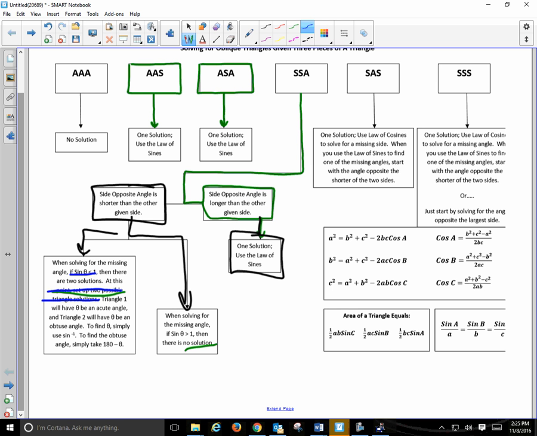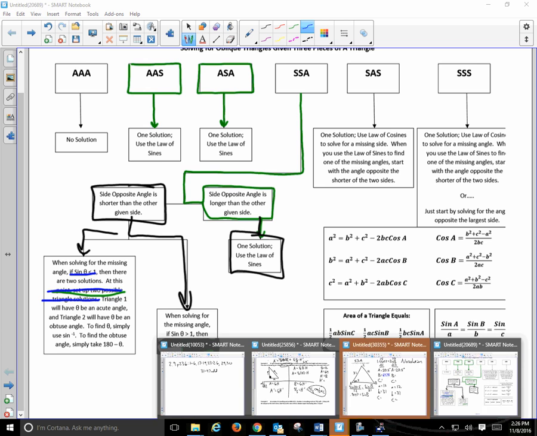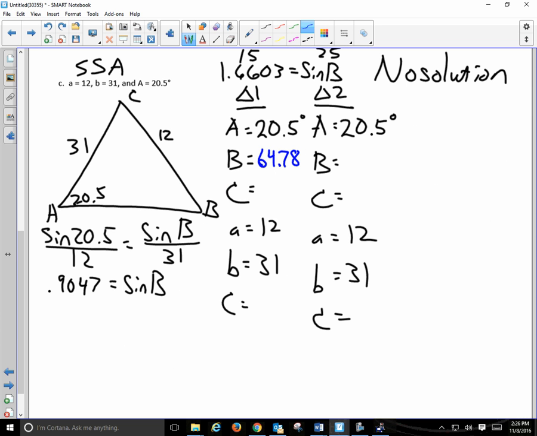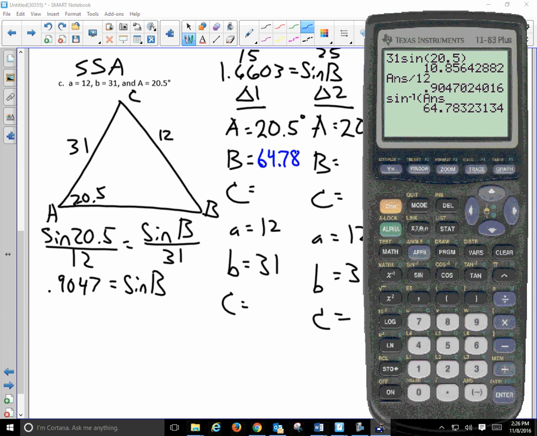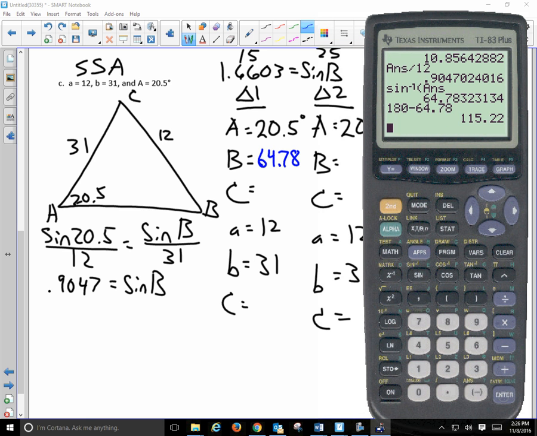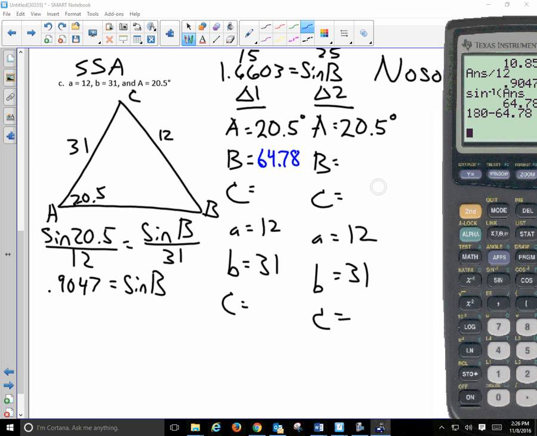What does it mean to be acute? Yep, was the angle we came up with less than 90? Good. The next triangle, triangle 2, will have theta be an obtuse angle. What does obtuse mean? Greater than 90, between 180 and 90. So we're going to find that angle right now. All we have to do, the directions say, is take 180 and subtract 64.78. And you get 115.22.